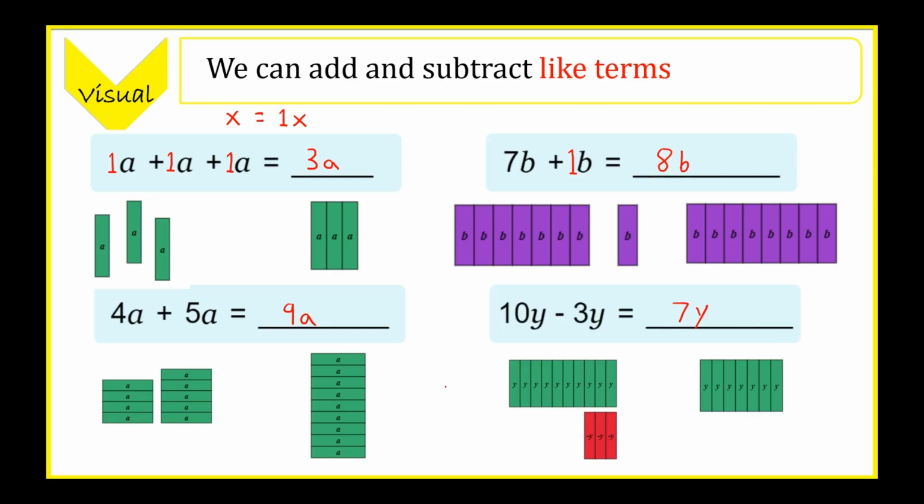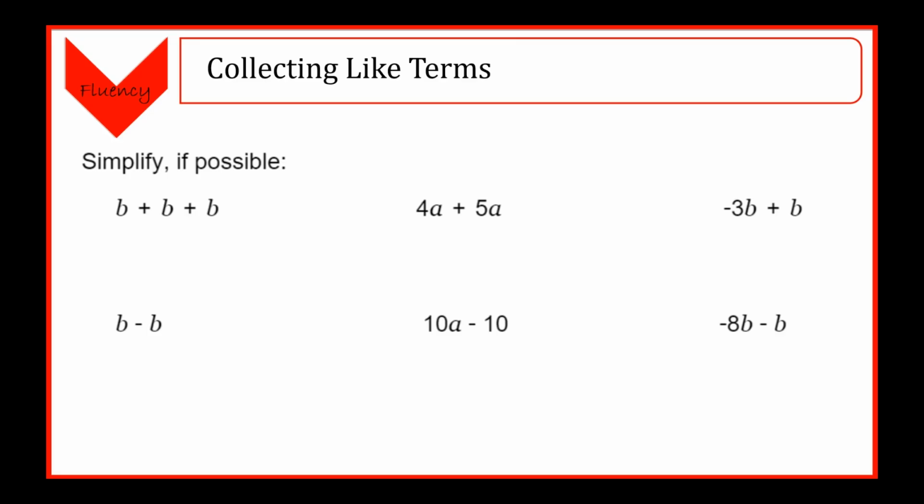But remember, I can only do this if the variables that I have are exactly the same. So here a is the same as every other a, b is the same as the other b, and y is the same as y with respect to each term. So now let's go over some examples. Collecting like terms. Here it says simplify if possible.